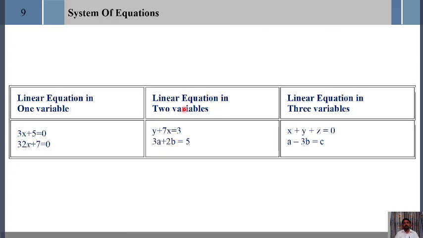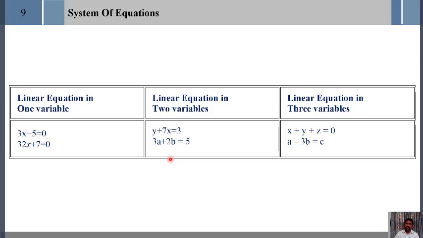Next, linear equation in one variable, 3x plus y equal to 0, 3x plus 7 equal to 0. So these are some examples of linear equations. Linear equations in two variables, y plus 2x equal to 0, 3a plus 2b equal to 0, 2b equal to 5.